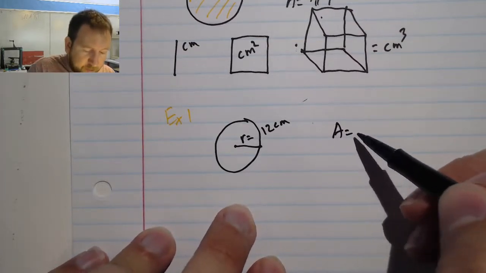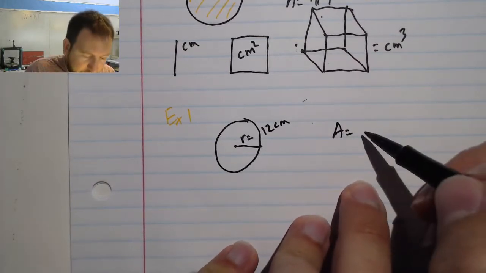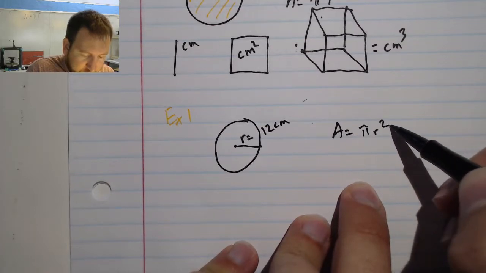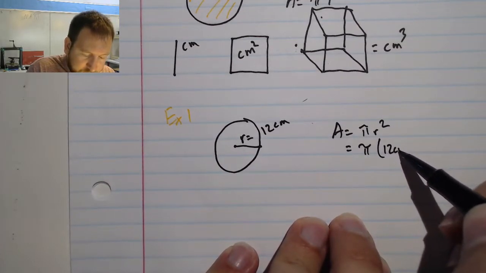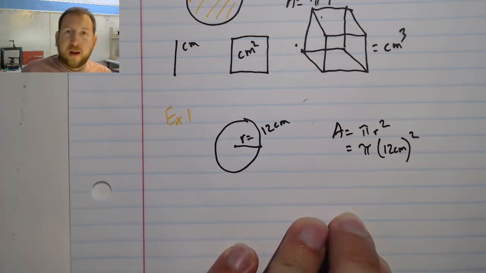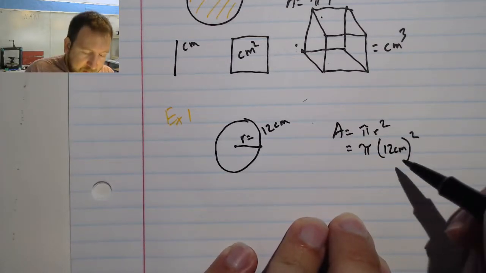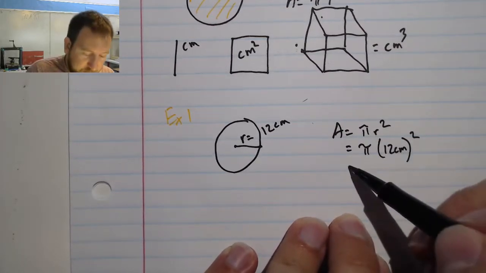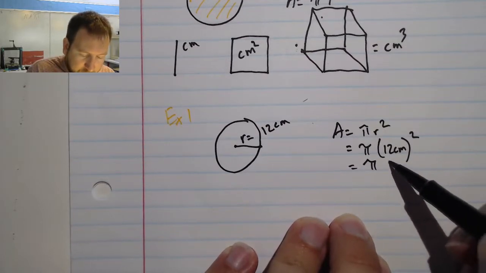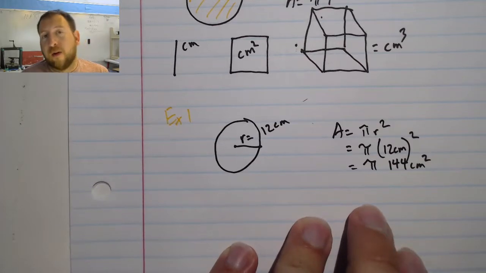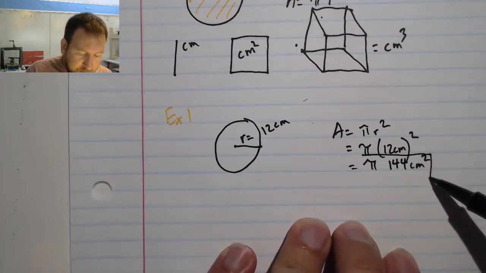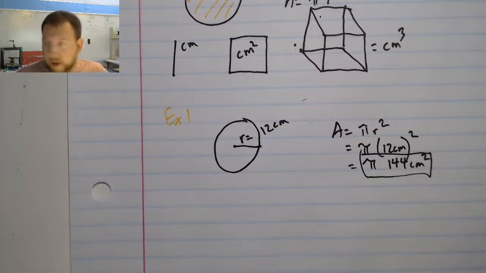I'm going to write my formula out because I always like to start that way. Area equals pi r squared equals pi times 12 centimeters squared, because all I did was substitute it right in there. And then 12 centimeters squared is pi times 144 centimeters squared. And if I want to, I can leave it like this, or I can multiply it.